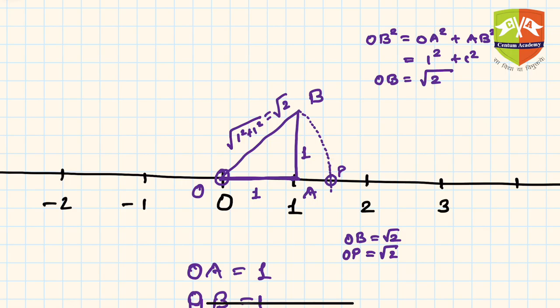Okay, once again, you draw a segment of 1 unit, draw a perpendicular segment of 1 unit so that the hypotenuse becomes root 2, and hence if you draw the arc cutting the number line, then the point where the arc meets the number line is the irrational number root 2.